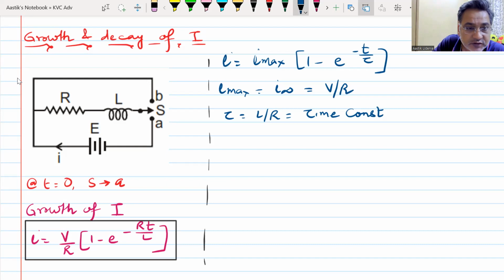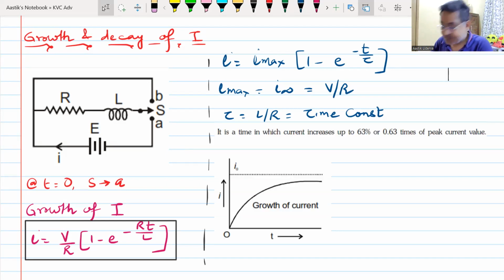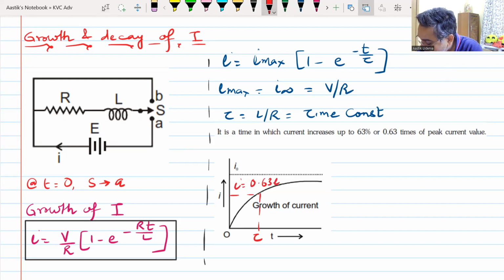Then you can also see the graph of current versus time, and when the time becomes 1 tau, current becomes 0.63 times of I naught. Do we understand this? Yes, sir. Everyone gets this? Yes, sir. Pakka? Yes, sir. Okay. I'll give you time to note this down.